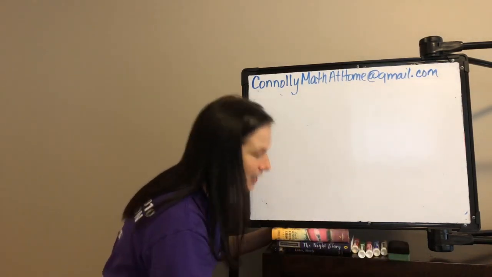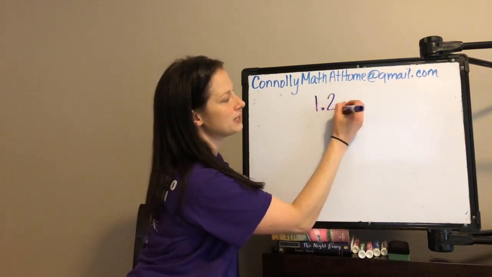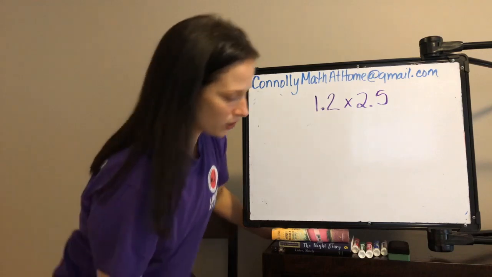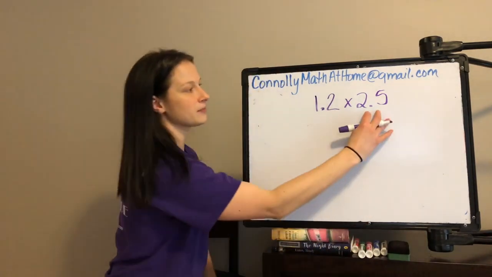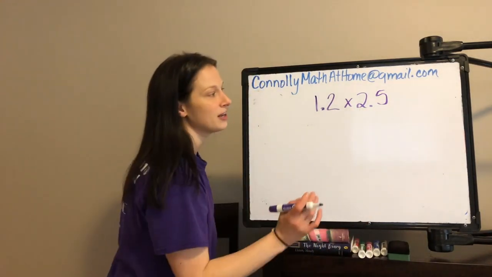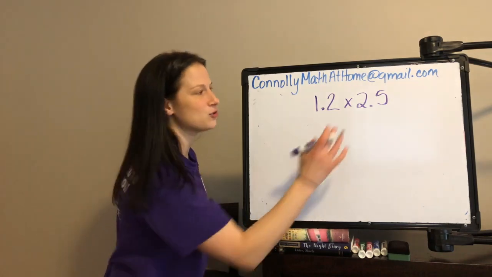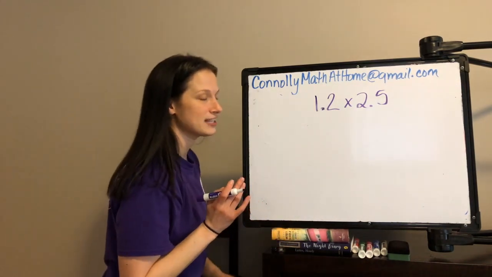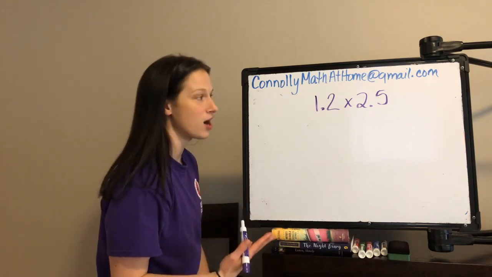All right, last one. 1 and 2/10 groups of 2 and 5/10. Okay, so I am walking very, very slow. Actually, I don't know if that's slow, but 2 and 5/10 miles per hour. I'm doing that for 1 and 2/10 hours. How far have I walked?